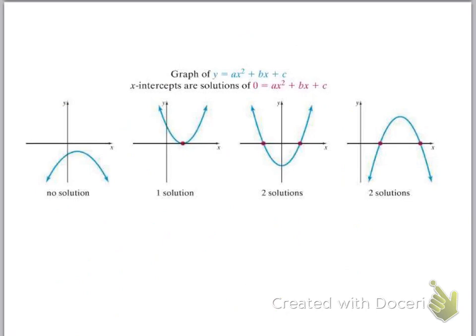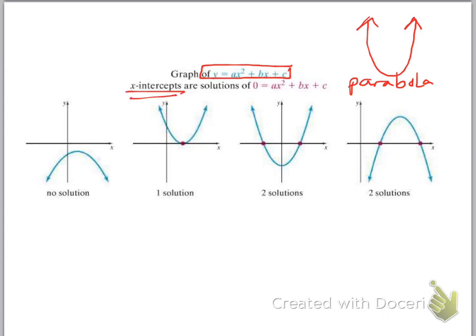So anytime you have an equation that looks like this, the graph is going to be a U-shaped graph. That's called a parabola. And when we're looking for the x-intercepts, those are the solutions when you plug in a 0. So this is just kind of a little summary here for you.